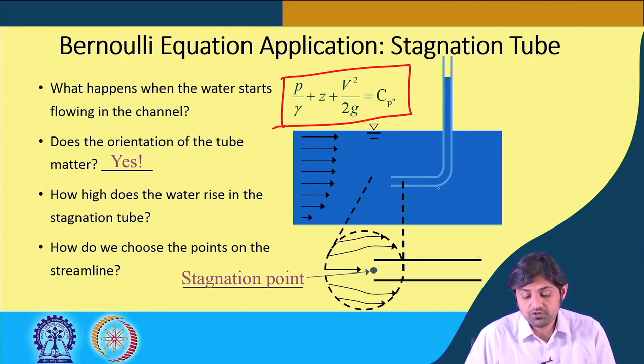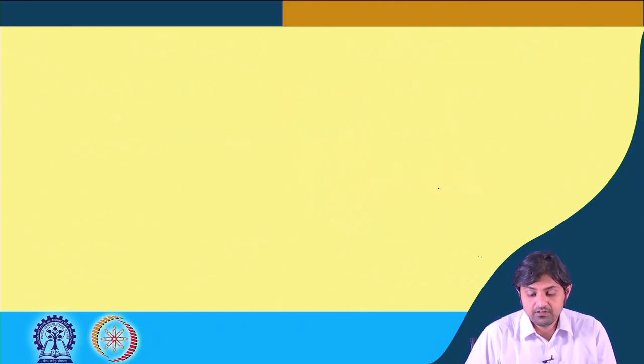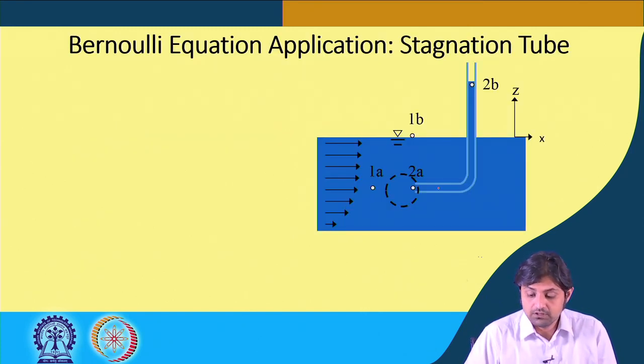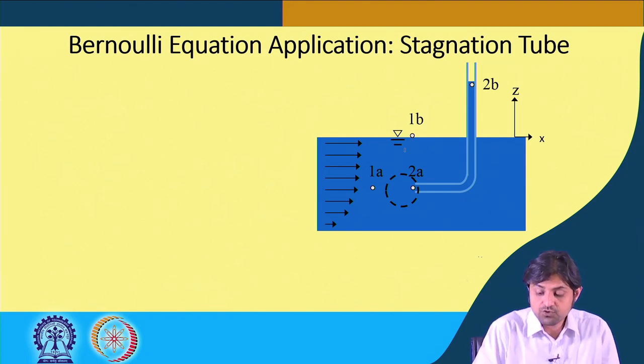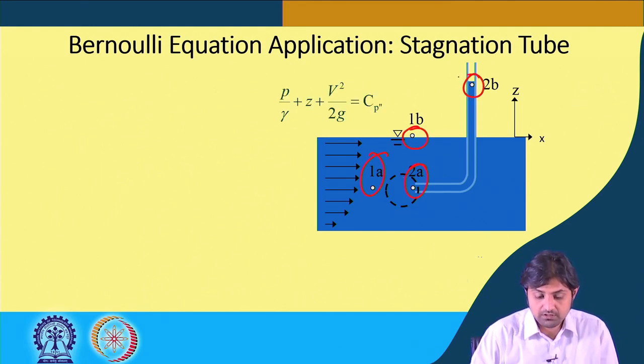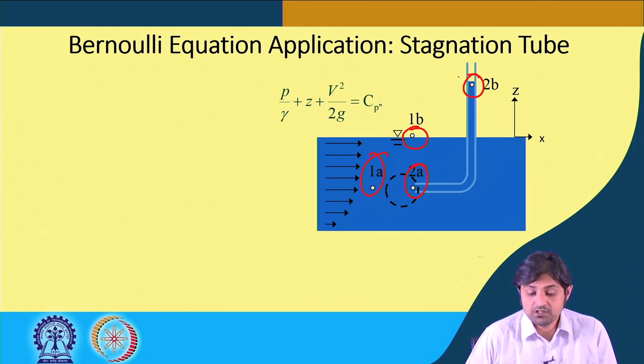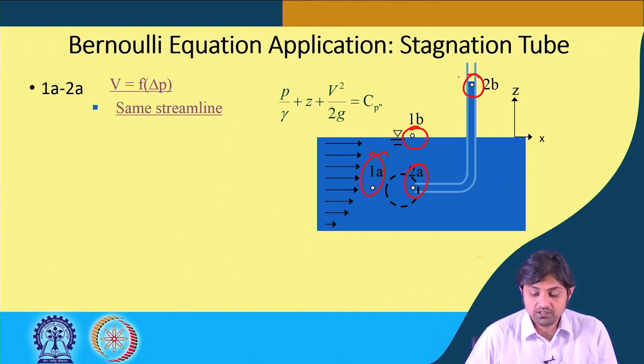How do we choose the points on the streamline? Another important question that we will solve. So we assume points 1A, 2A, 1B and 2B like this. This point, this point, this point and this point. Bernoulli's equation will be the same, P by gamma plus Z plus V square by 2g is equal to constant. So if you go from 1A to 2A, velocity will be a function of pressure, it is the same streamline.